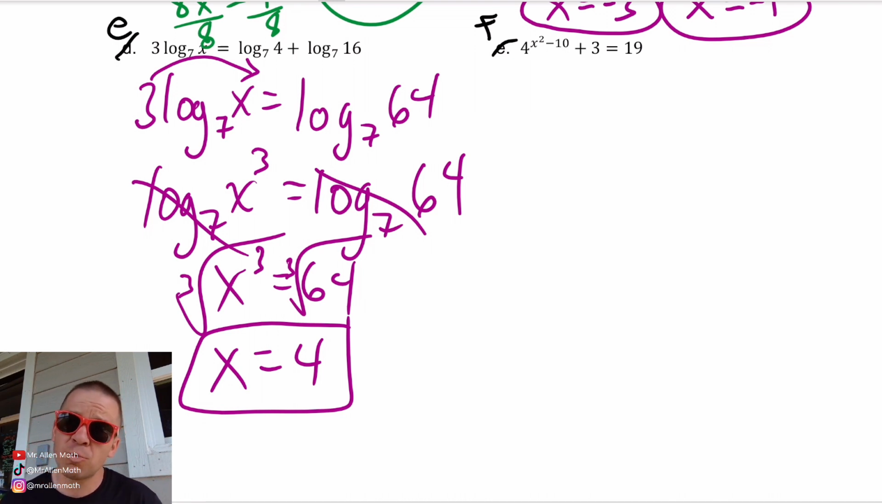Now, if it were x squared, you would have plus or minus 8, but that negative would not have worked in the original because that's log base 7 of x, right? That would be a negative argument in our log. Can't have that. Cannot have that.